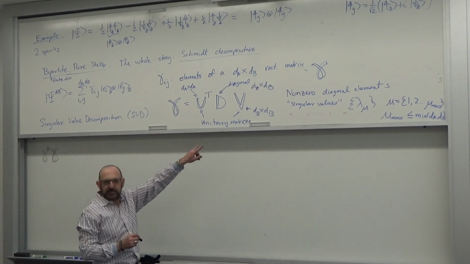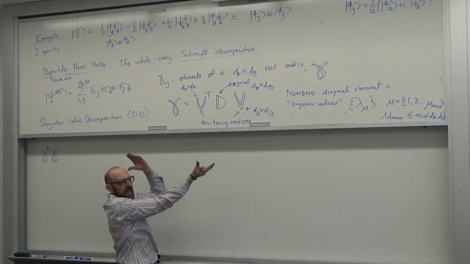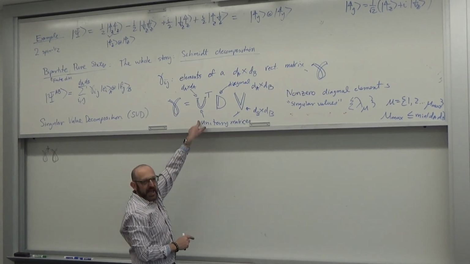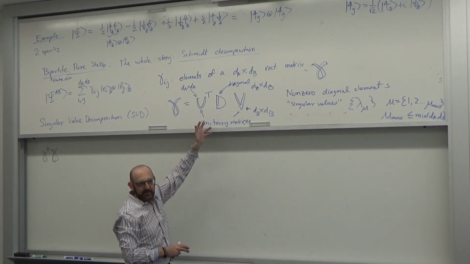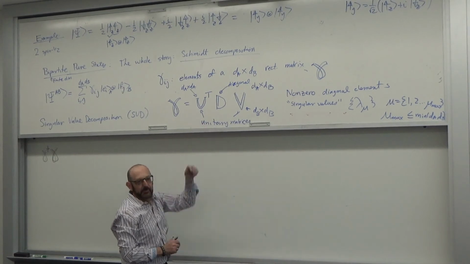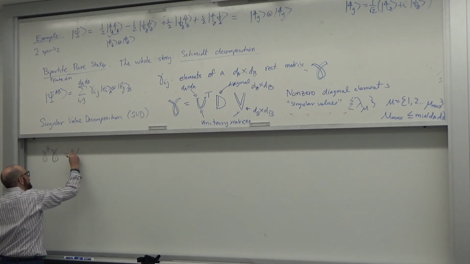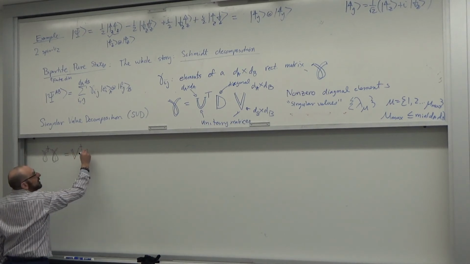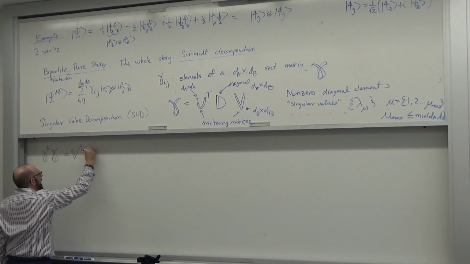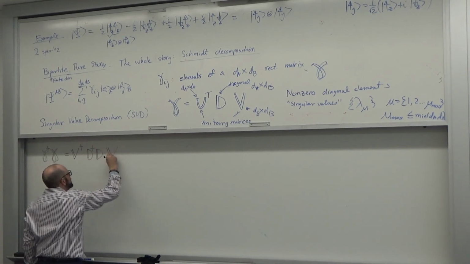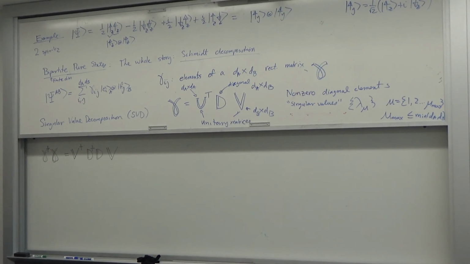decomposition. When I take the conjugate of that, I'll have a U dagger U. The transpose doesn't matter. It's still a unitary matrix. And that'll be 1. And what I'll get is D dagger, D, V. Right?